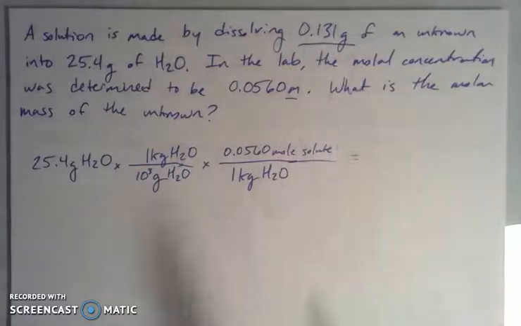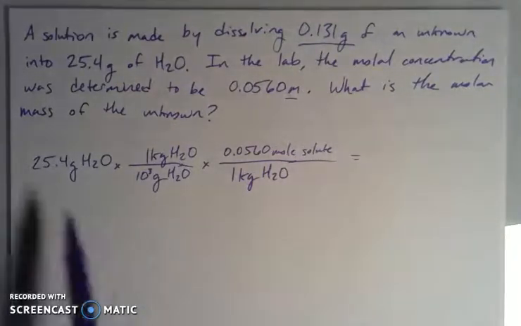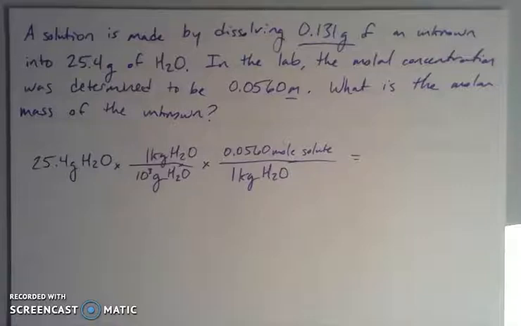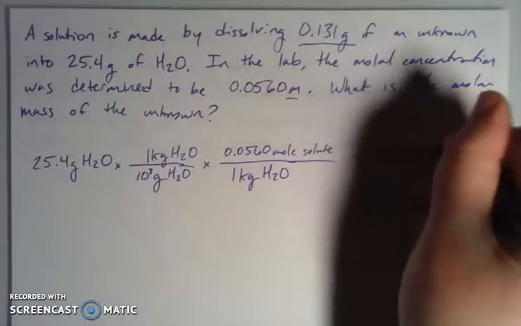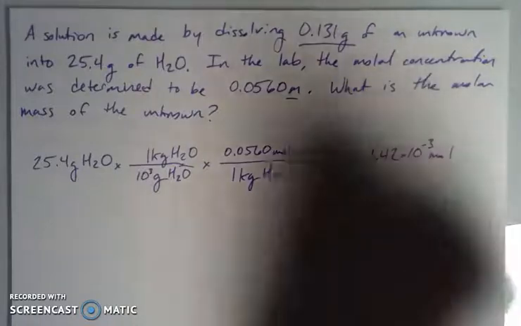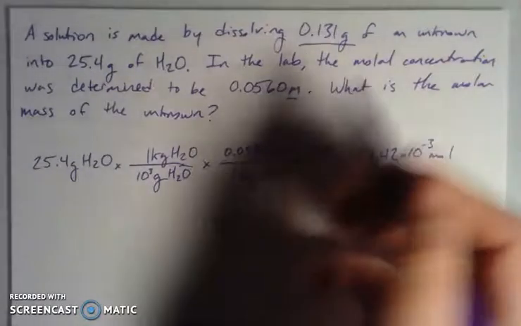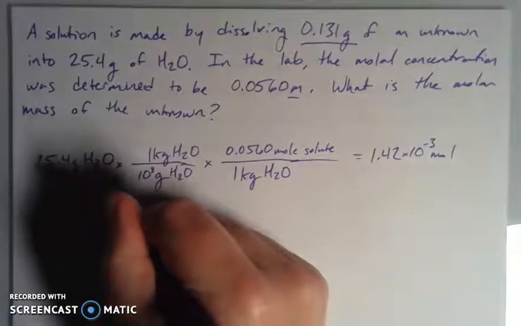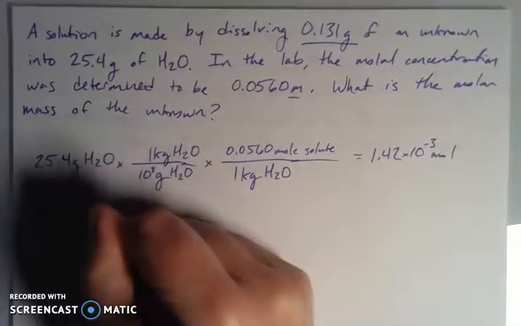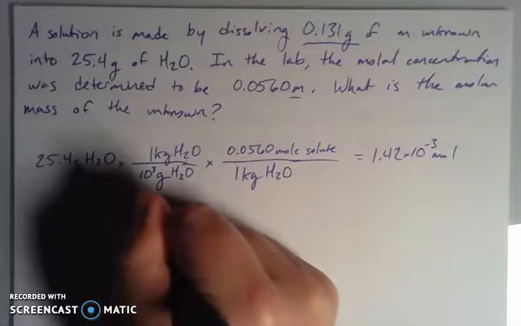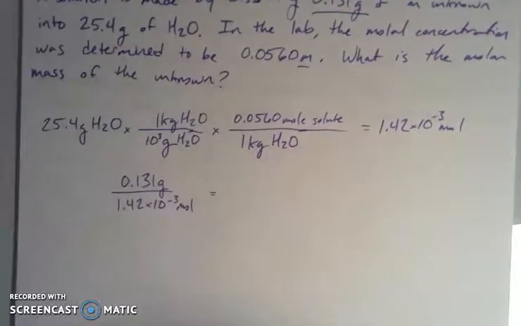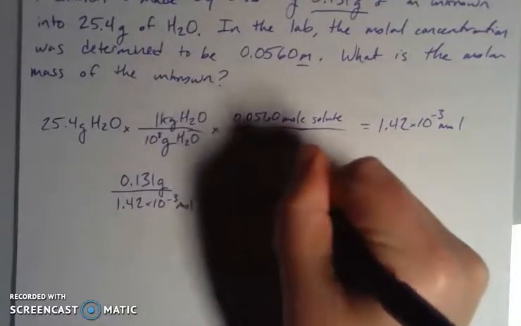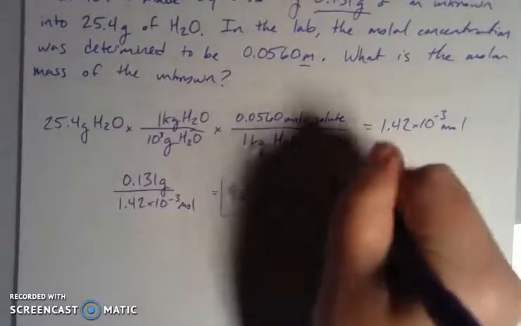I know my number of grams. I need to find my number of moles of solute, so I can do that using dimensional analysis here. So that gives me whatever my substance is. I have 1.42 times 10 to the negative 3rd moles of it. And then if I take my mass, because that's going to give me my molar mass here, so 0.131 grams divided by my 1.42 times 10 to the negative 3rd moles, then that gives me 92.3 grams per mole. And there's my molar mass.